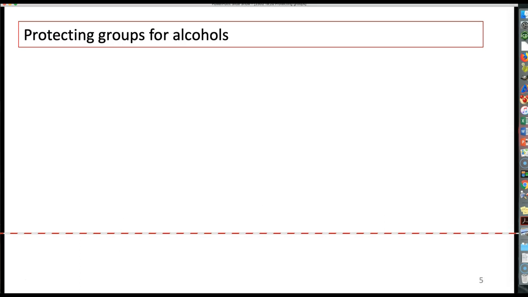Now, this chapter introduces two categories of protecting groups: protecting groups for alcohols and protecting groups for aldehydes and ketones. I can assure you there are protecting groups for just about any kind of functionality you can imagine. But let's start with alcohols. One of the most straightforward ways to protect alcohols is by making something called silyl ethers.